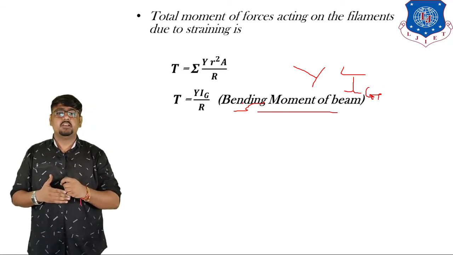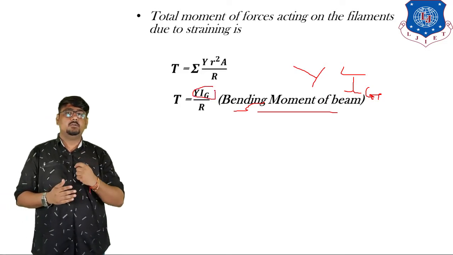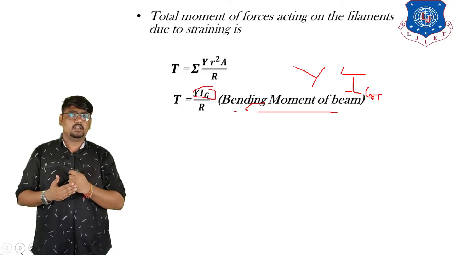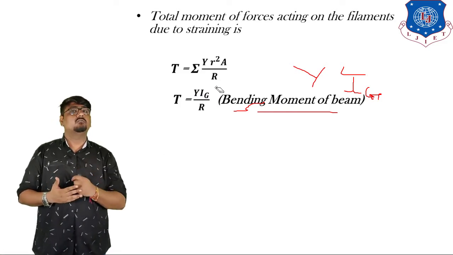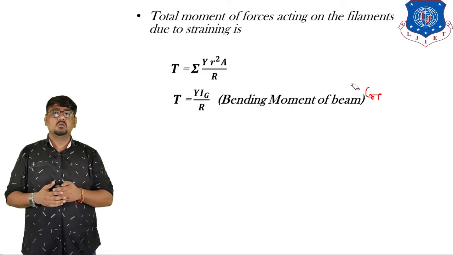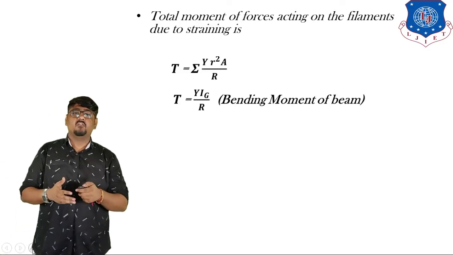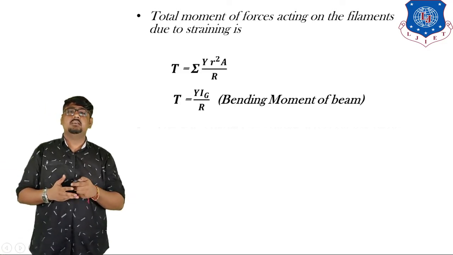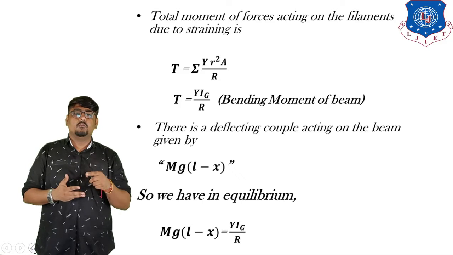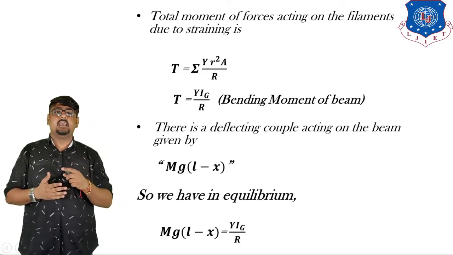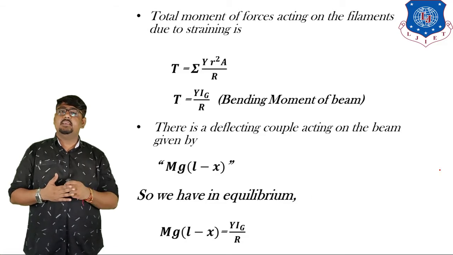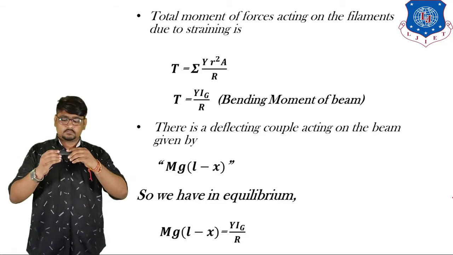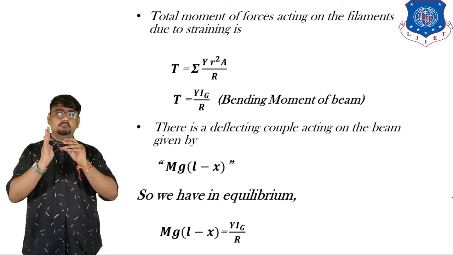I repeat the statement: the quantity Y into Ig, that is the numerator, is called the flexural rigidity of the beam. So from figure A, the force W equals mg, acting at point B vertically downward, produces an equal reaction at A vertically upward.